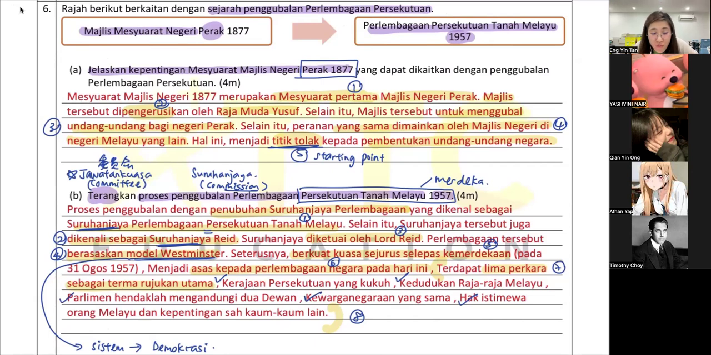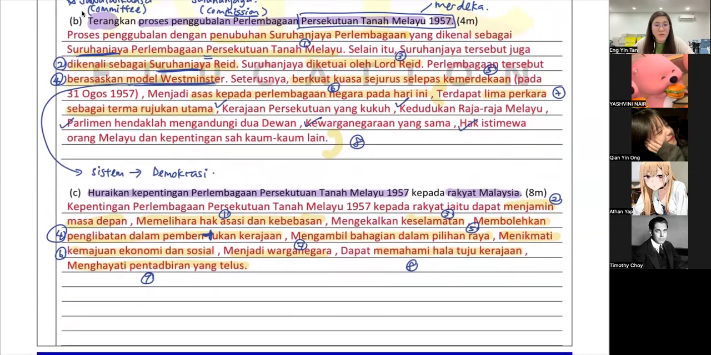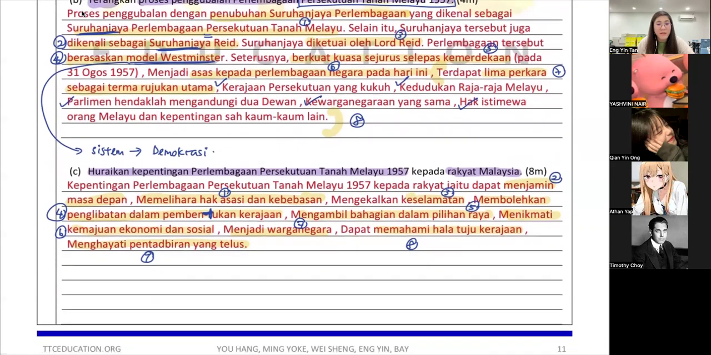Wait. Sejurus means immediately, right after we got merdeka. Berkuat kuasa sejurus means like right after, immediately after Merdeka. Anything else? Okay, can. Yeah, move on lah. I move on lah, before they start to lag, because just now got lag a bit.